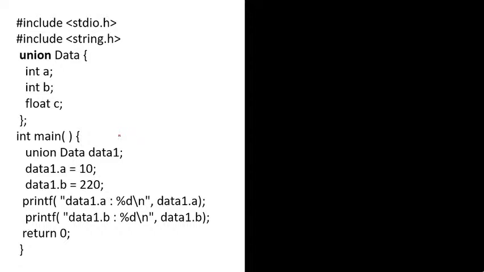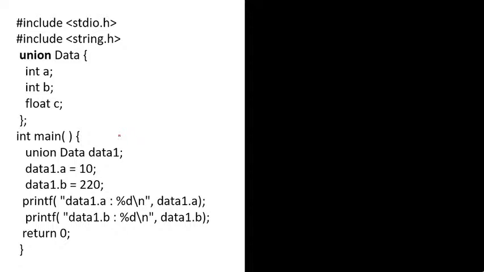So let's see this program. I'm creating a union called data. There are three variables, int a, int b and float c. So the memory allocated for this particular union is 4 bytes. So union data, data1. I'm creating a union variable data1.